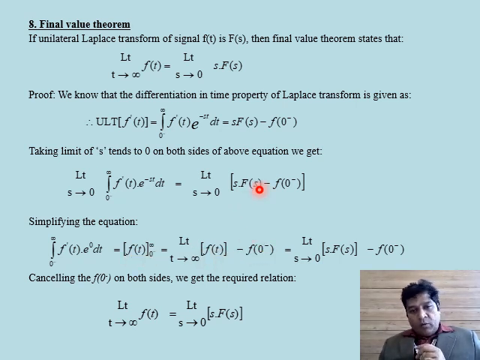Now we are going to the right hand side, RHS, and the first term is simply limit s tends to 0, s into f of s minus the constant term f0 minus. Now both the constant terms will cancel each other. So we are going to get the final answer: limit t tends to infinity f of t will be equal to limit s tends to 0 s into f of s.